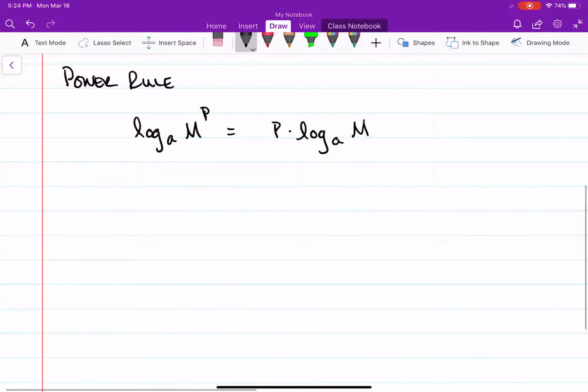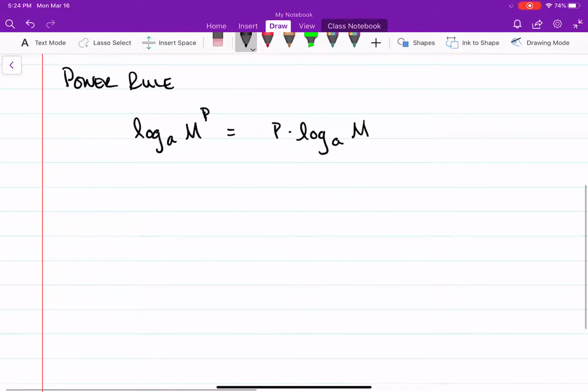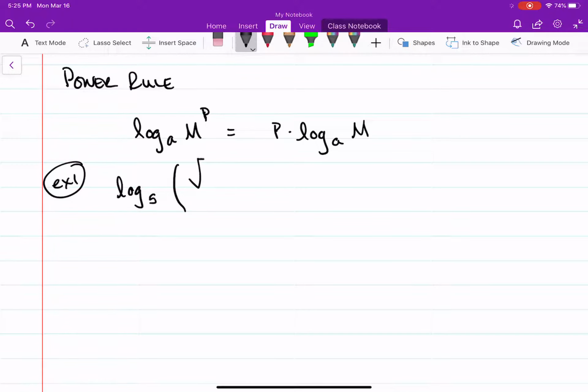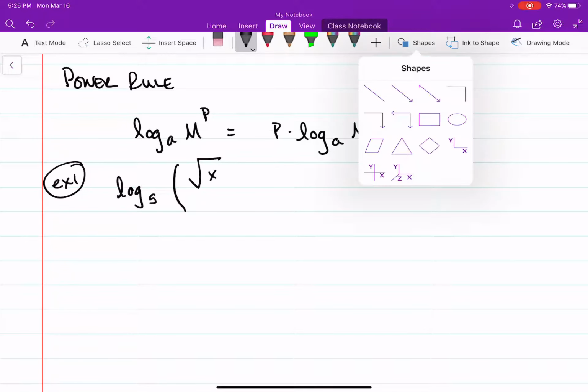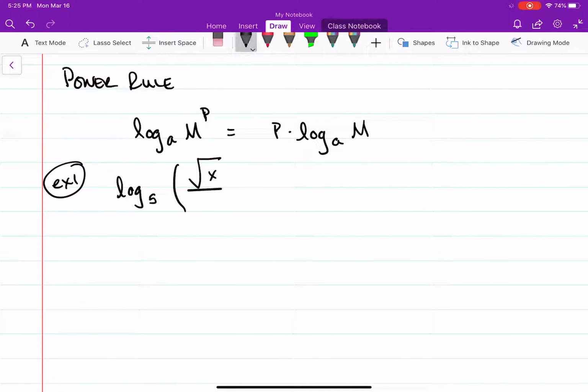So some of the examples, here we go. Let's start with example 1. You're going to be given a problem that says, for example, log base 5 of the square root of x divided by 25y to the third. What we would have to do is simplify this.